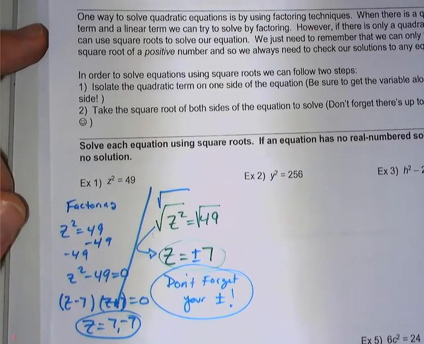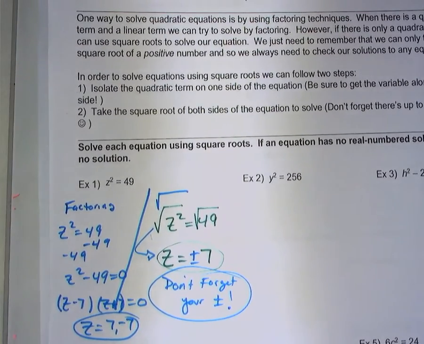Okay, and that's it. So instead of getting your stuff equal to 0 and factoring, we're just going to square root both sides, and then we have it solved.